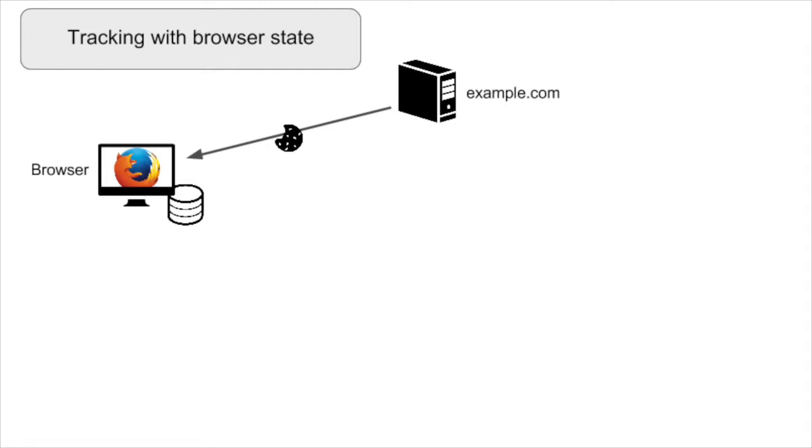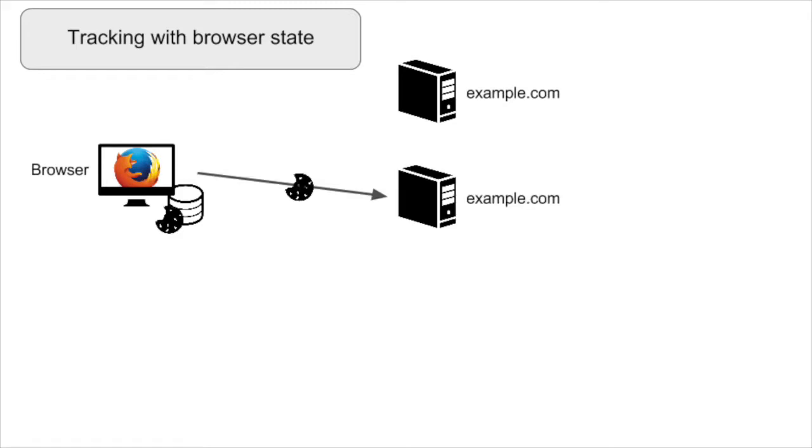If you're new to web tracking, there are really two main ways to do it. The first is using browser state. So when you visit a site, that site sets a cookie on your browser with an identifier in it, your browser stores it in its own database, and then on all subsequent page visits, the site can retrieve that identifier, and therefore know that you're the same user.